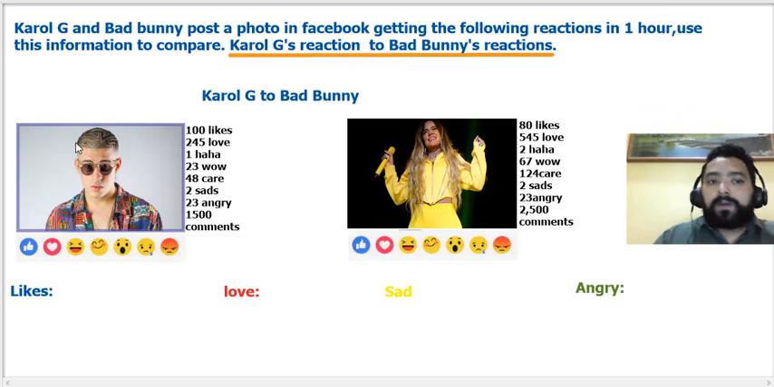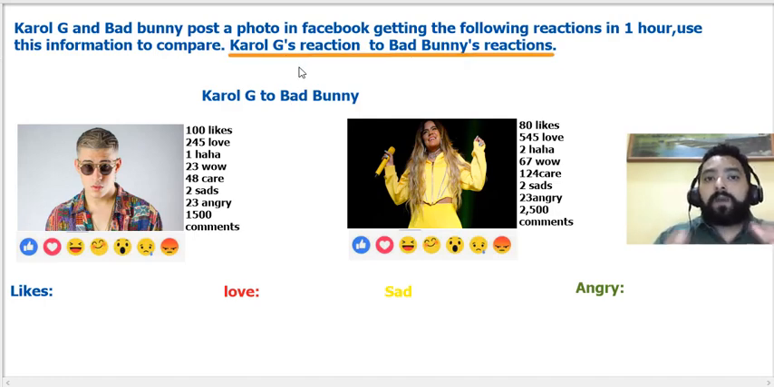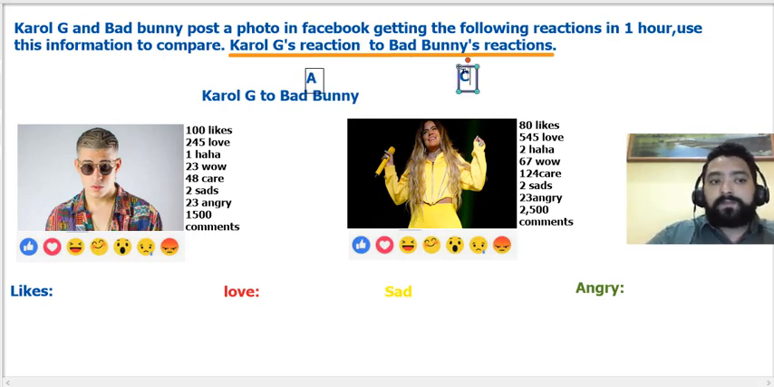Karol G and Bad Bunny post a photo on Facebook getting the following reactions in 1 hour. Use this information to compare Karol G's reactions to Bad Bunny's reactions on Facebook. So remember, we need to compare Karol G to Bad Bunny. So Karol G is going to be our antecedent and Bad Bunny is going to be the consequent. So for this situation, we are going to write antecedent here and consequent.